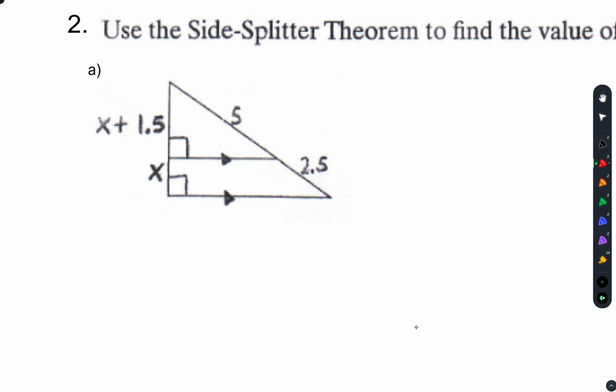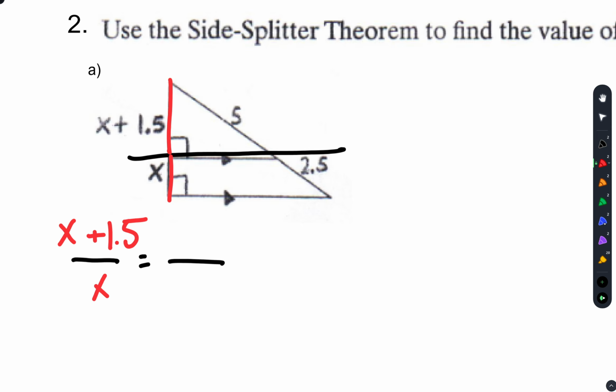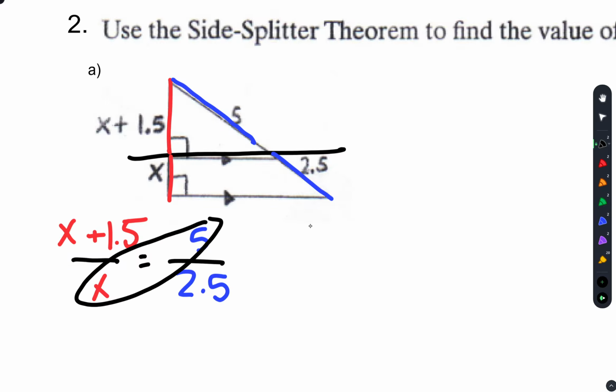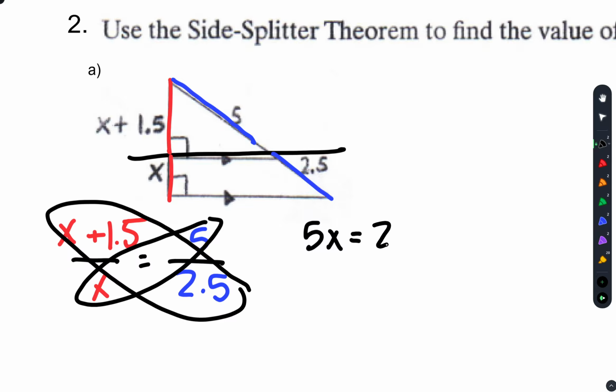Here's the side splitter theorem. So I've got those two parallel lines, and this side splitter in the middle is acting like my fraction bar. So when I set up this proportion, I'm literally going to set it up the way that it is written here. X plus 1.5 over X, 5 and 2.5. I'm going to cross multiply. 5x. When I cross multiply this way, I'm going to get 2.5x plus, I think it's 3.75.